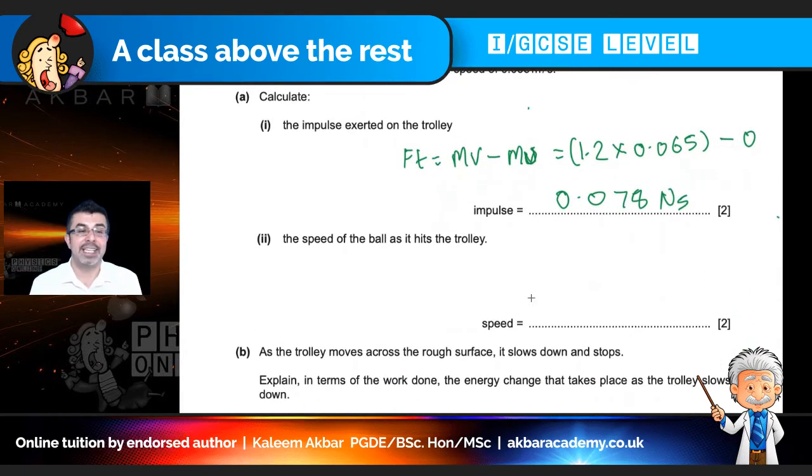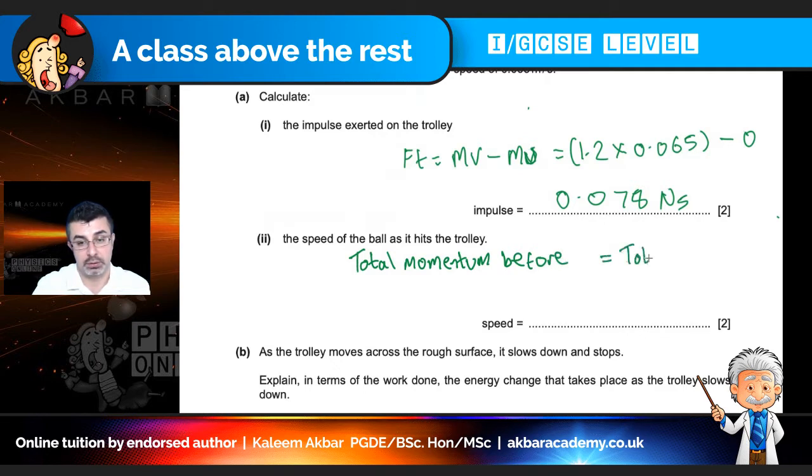Next, it says, what's the speed of the ball as it hits the trolley? Well, this is where the conservation of momentum comes in. Total momentum before the collision is equal to total momentum after the collision. So, total momentum before equals total momentum after.